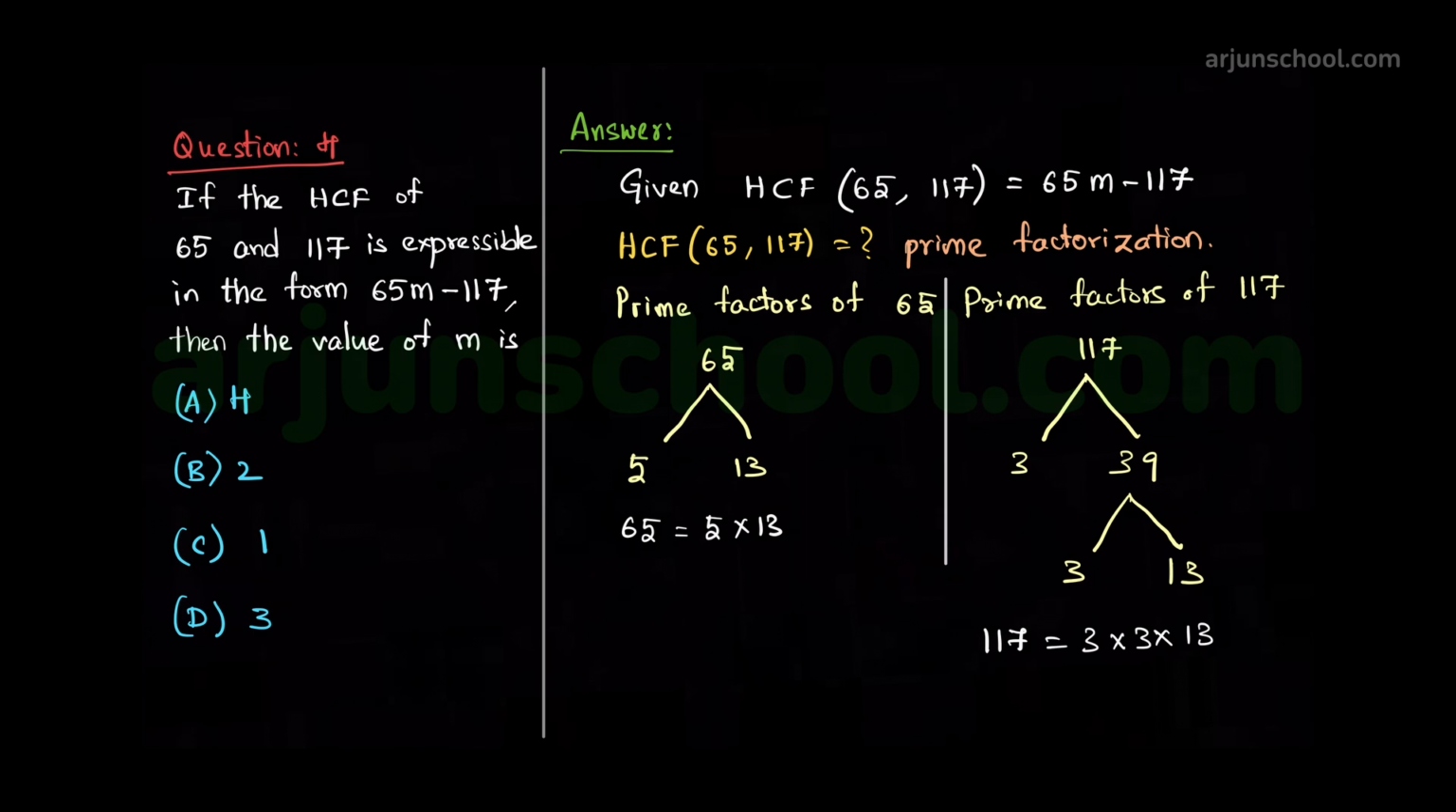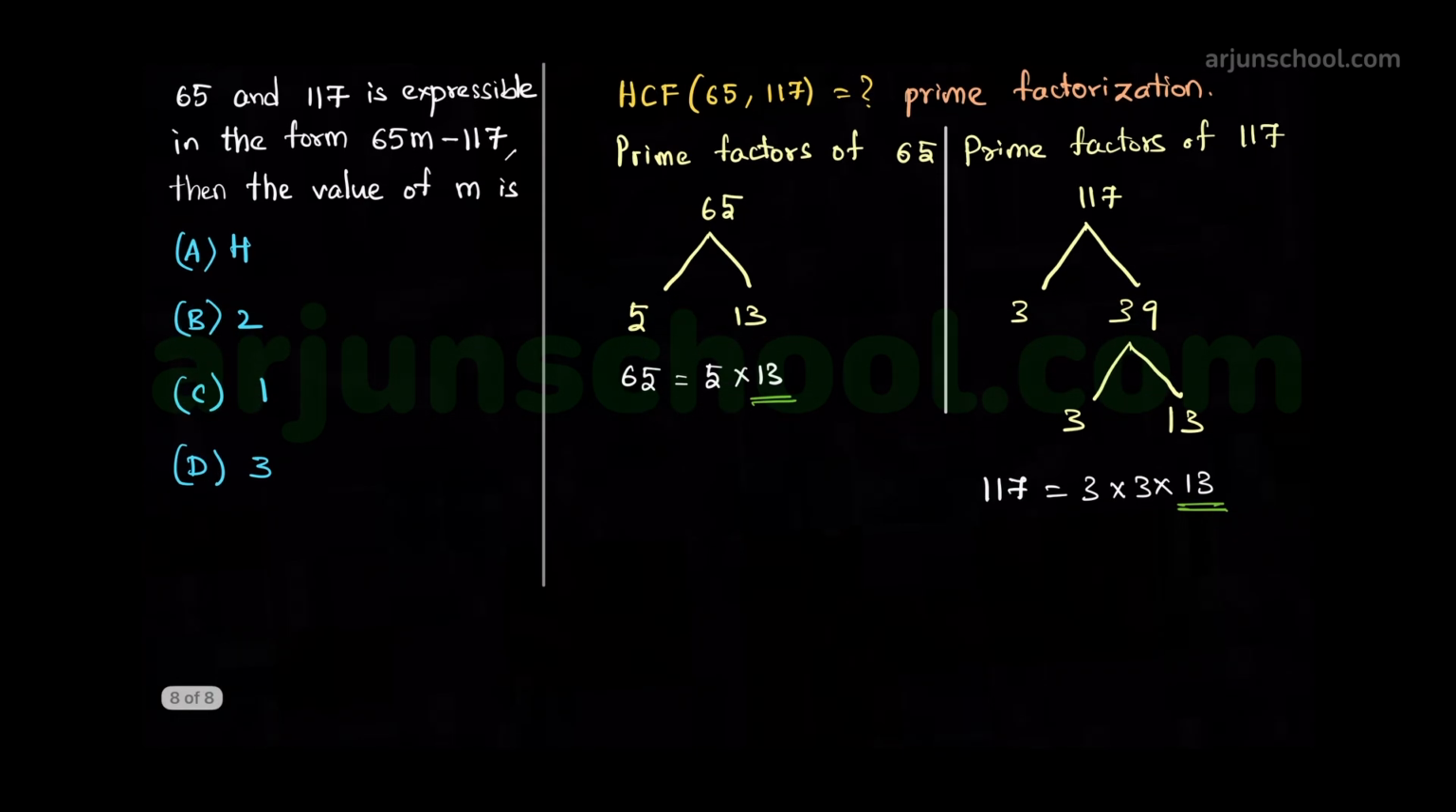From both the prime factors of 65 and 117, 13 is the common number. Therefore HCF of 65 and 117 is 13.